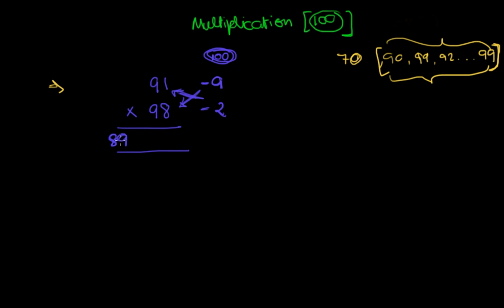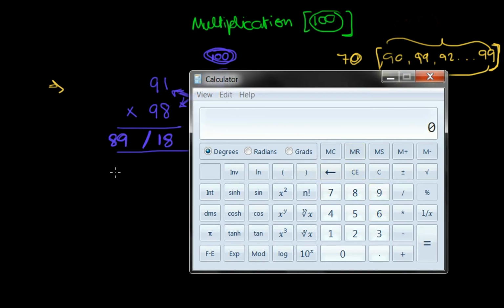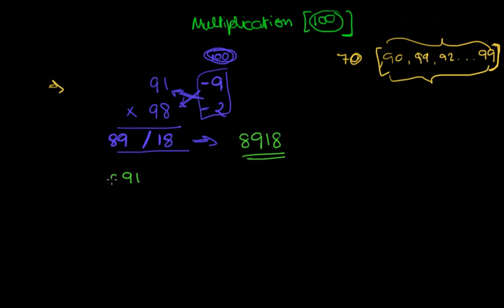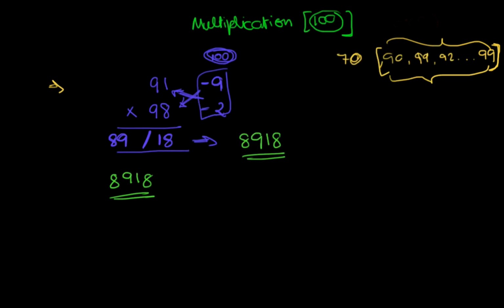So we write 89 over here, and then we put a slash, and then we multiply these two numbers. So minus 9 into minus 2, how much is that? That would be 18. So our final answer is 8918. Let's just check it with a calculator to confirm if our answer is correct or not. Alright, so the calculator is over here. It's 91 multiplied by 98, and the answer is 8918. Alright, lovely. So we have the answer to that.